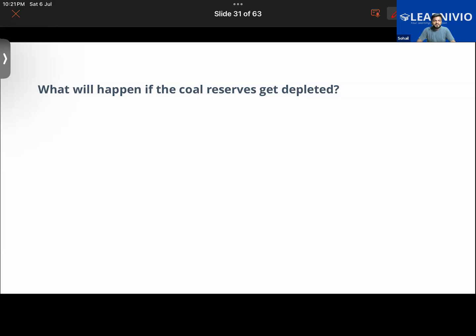Yes, sir. And what else? A lot of our energy requirements are dependent on it. Medicine. Yes, from the processing of coal, we get certain kinds of medicines also. Very good. That will also be impacted. No electricity. We won't say no electricity, but we know that a significant amount of electricity is produced by burning coal. So production of electricity will become difficult.